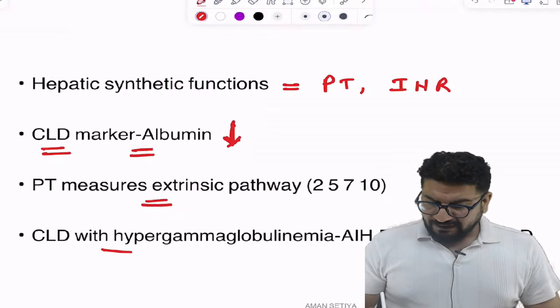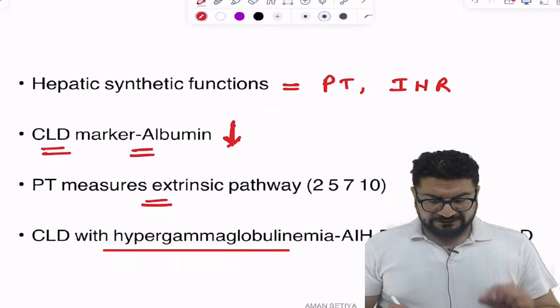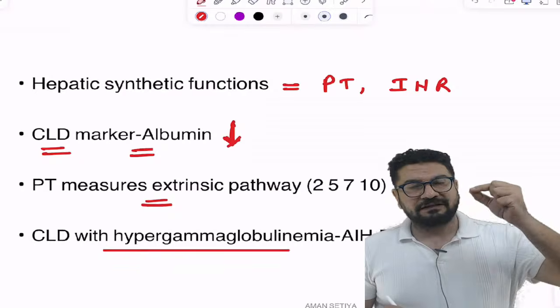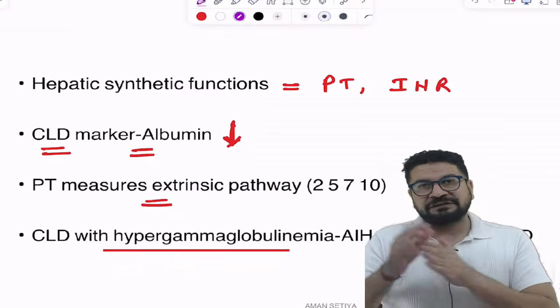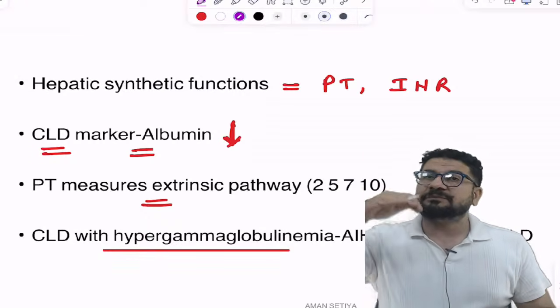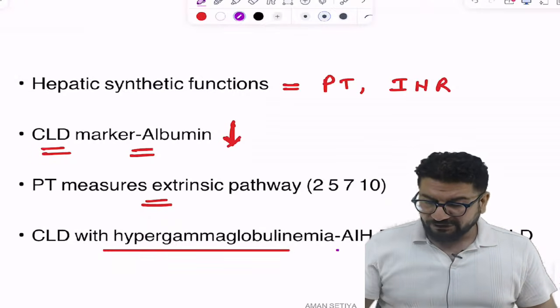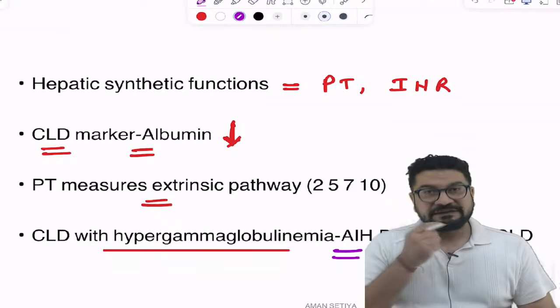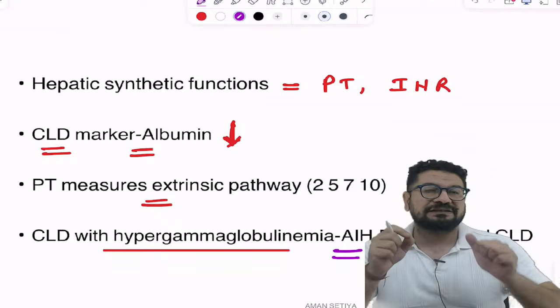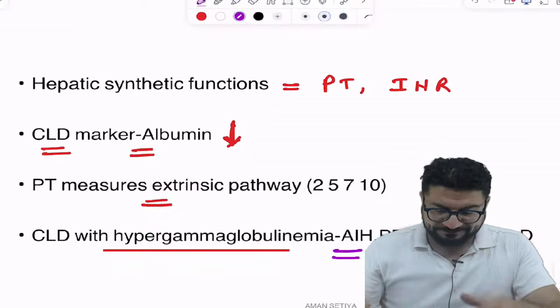CLD with hypergammaglobulinemia. Normally understand this thing. CLD के साथ क्या होगा? Immunoglobulins are less, gamma globulins are less. But in autoimmune disease causing CLD, you will see CLD with more immunoglobulin, like autoimmune hepatitis, primary biliary cholangitis. So remember, CLD के साथ hypergammaglobulinemia कब होगा? जब कोई autoimmune disease CLD में convert होगी.